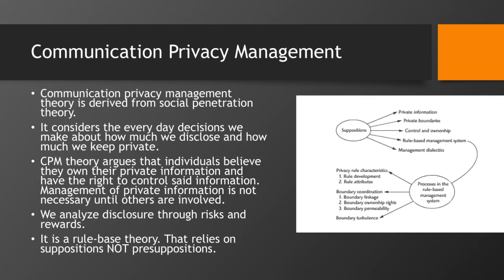When everyone involved has a dual role, it can create a number of circumstances that lead to risk related to privacy management and decisions on whether to reveal or conceal information. What this is getting at is that it's a rules-based theory. It relies on suppositions and not presuppositions. Privacy characteristics and boundary coordination are completed in the process of managing that information, based on who we give ownership to some of our private information and who we choose not to give ownership to.